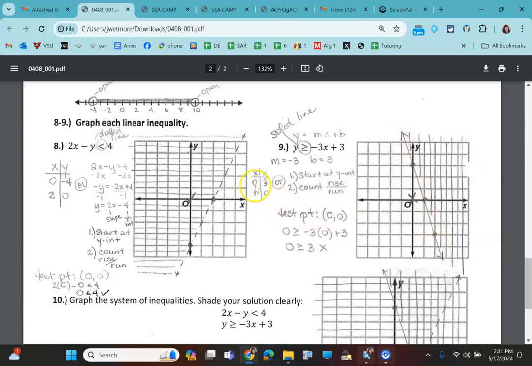Or you could put 0 in for x, so this piece would drop out, and that would be y equals 3. And you could put 0 in for y, and that would give me negative 3x plus 3 equals 0. Subtract the 3 from both sides, and we would have negative 3x is equal to negative 3, so x is equal to 1. So either way you want to go, you can see I would have (0, 3) and (1, 0). Again, I would have that same line.